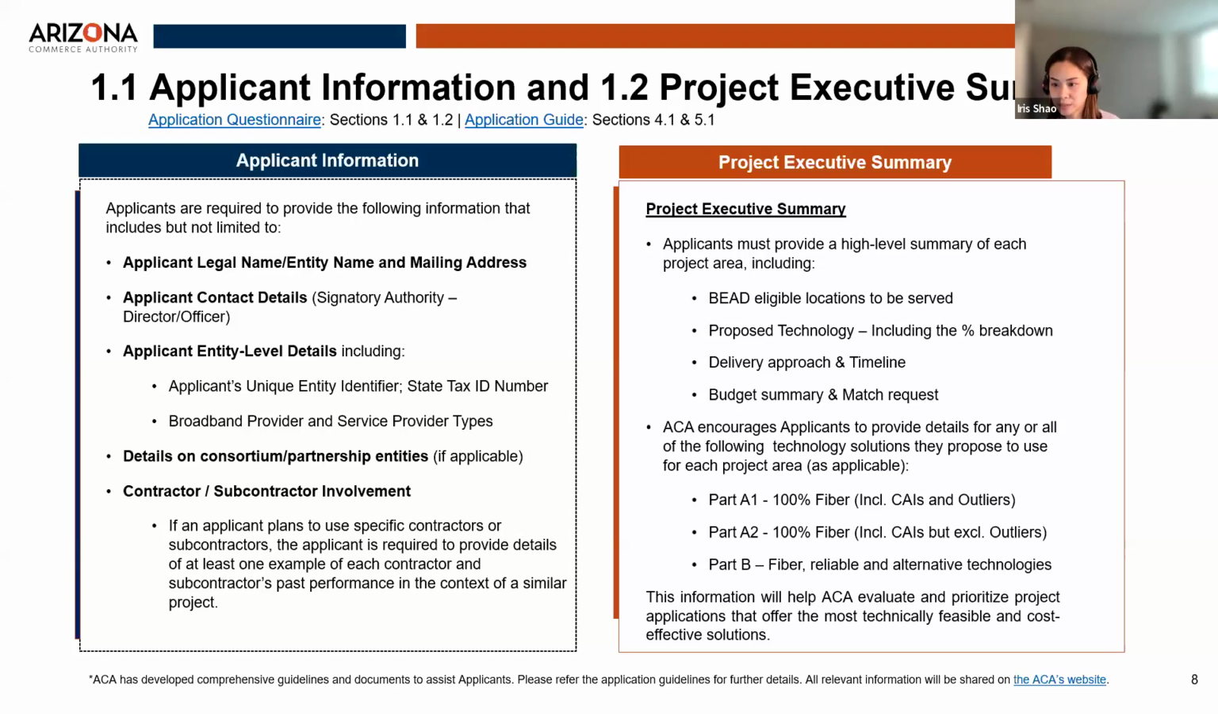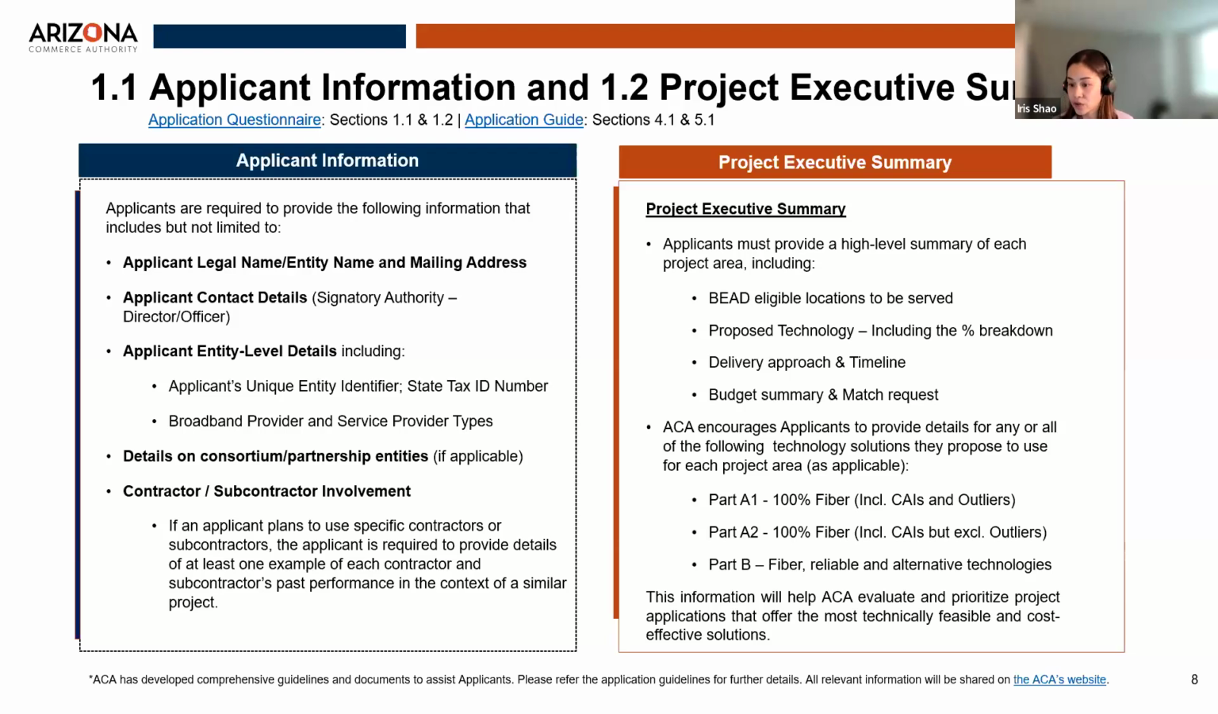So if you click on the link and reference the sections there, you can find relevant information for each section on this deck. So for section 1.1, applicant information, this section will ask you to provide your legal name, entity name, and mailing address. We'll also ask you to provide your contact details. It has to be a director or officer level from your organization. We'll also ask you to provide your unique entity ID, state tax ID, broadband provider, and service provider types.